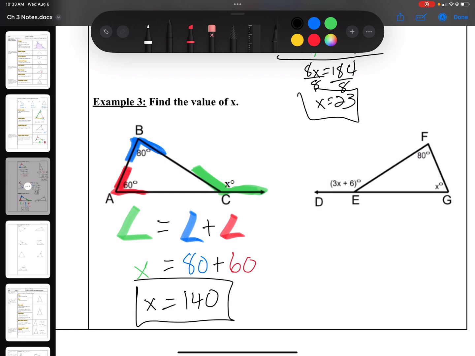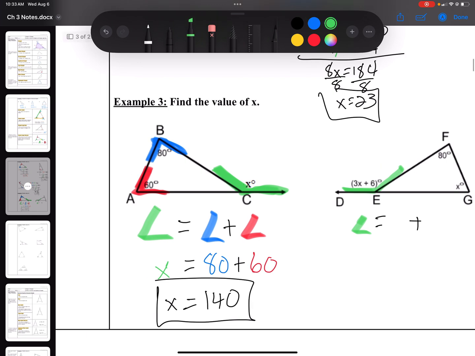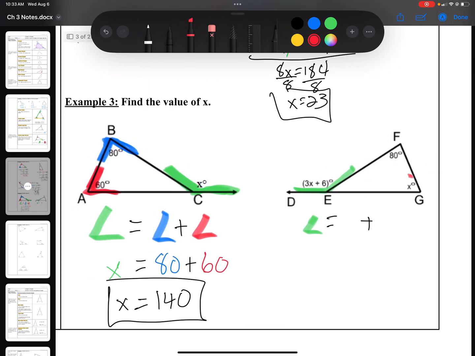Next problem. I once again have an exterior angle, and I have two non-adjacent interior angles located here and here. Now, it really doesn't matter if we do red plus blue or blue plus red. That's irrelevant as long as the outside angle equals the sum of the two interior angles that it is not attached to, the non-adjacent interior angles.